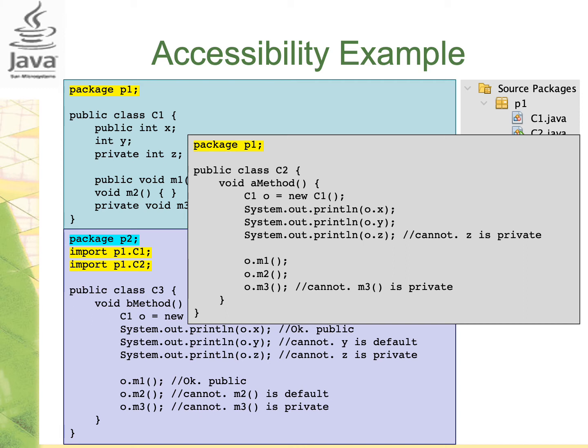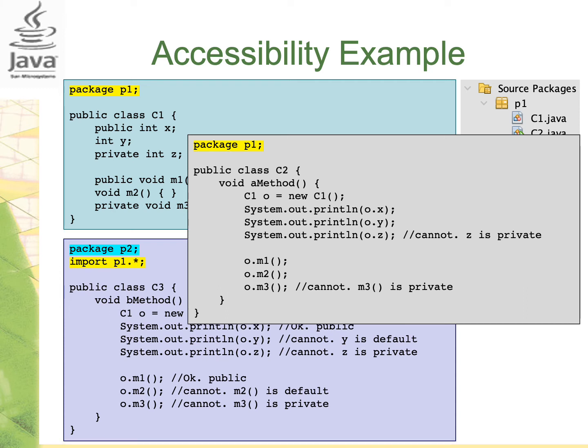In the previous example, we have class C2 that is within the p1 package. If we want to create an object of class C2, we need to import the C2 class. So what we can do is write another import statement in class C3 to import class C2. We can write import p1.C2, or we can import all classes within the p1 package by writing import p1.*. This will import class C1 and class C2.